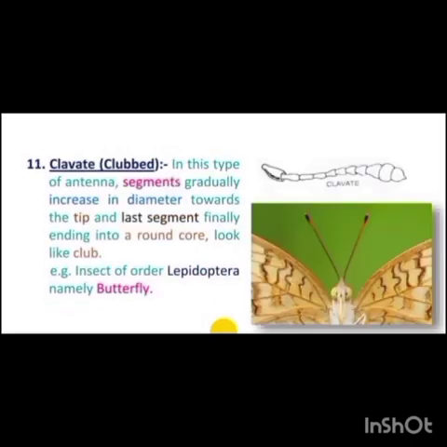11. Clavate, clubbed. In this type of antenna, segments gradually increase in diameter towards the tip and the last segment finally ends in a round form, looking like a club, e.g. insect of order Lepidoptera, namely butterfly. Here is the clavate antenna picture.